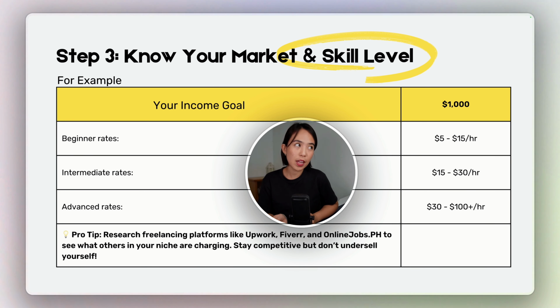And then step three, know your market and skill level. So for example, your income goal is $1,000. Beginner rates are $5 to $15 per hour, intermediate rates are $15 to $30 per hour, and advanced rates are $30 to $100 per hour. So you can research freelancing platforms like Upwork, Fiverr, and onlinejobs.ph to see what others in your niche are charging. So stay competitive, but don't undersell yourself.